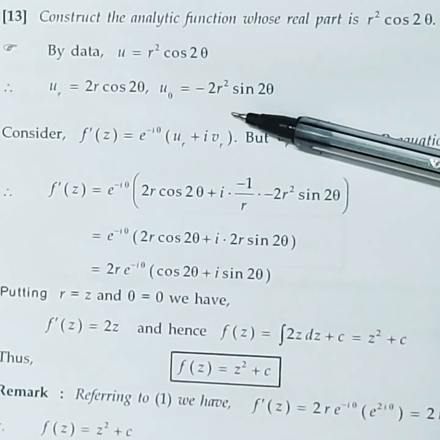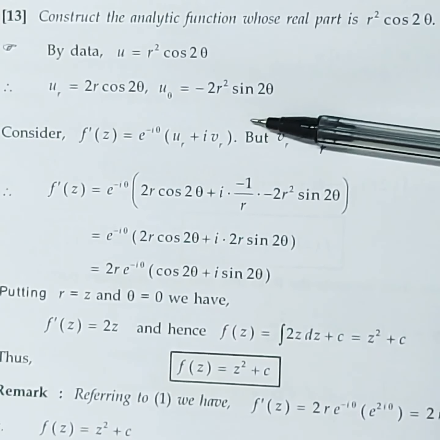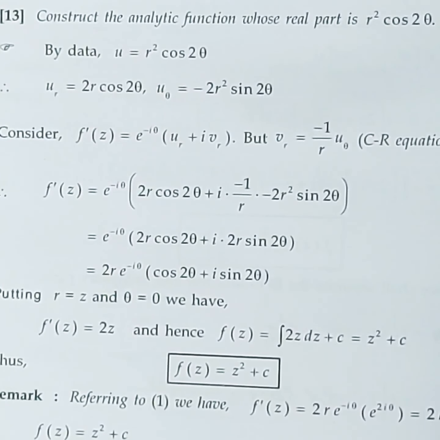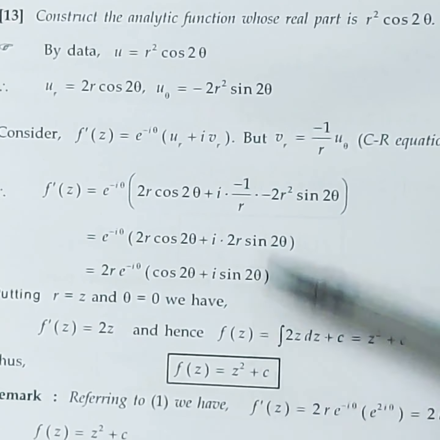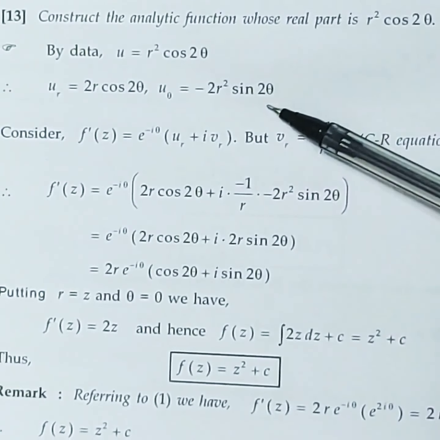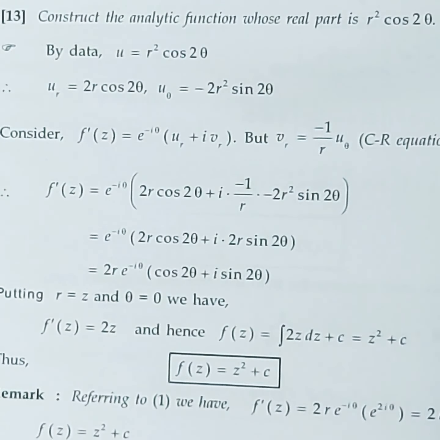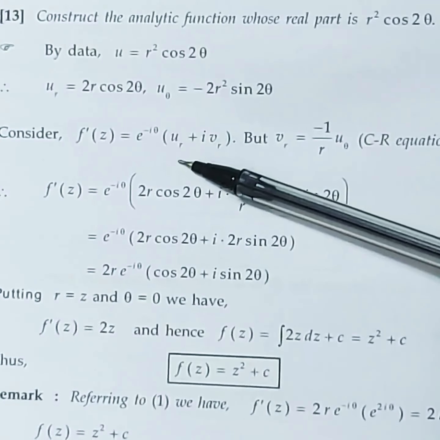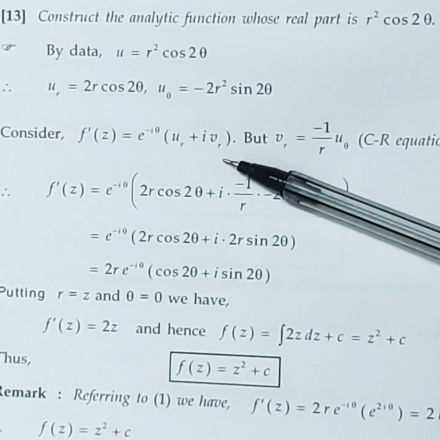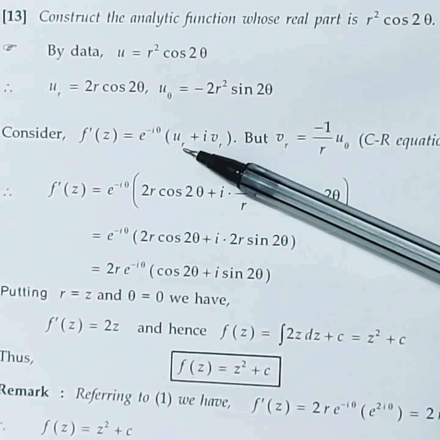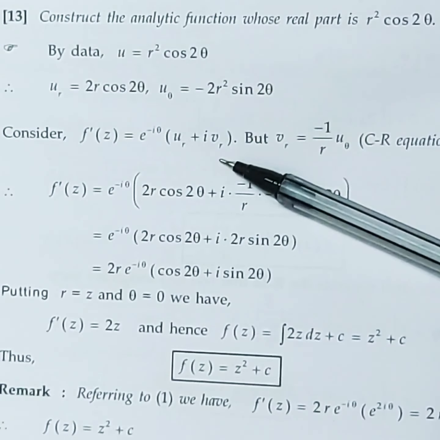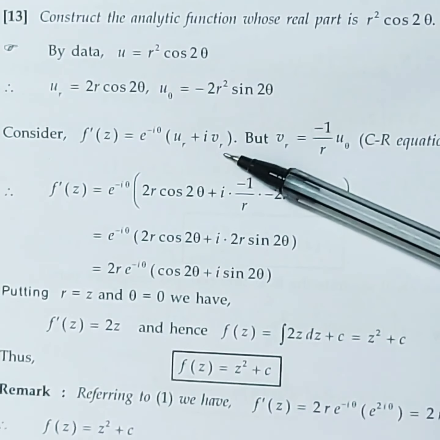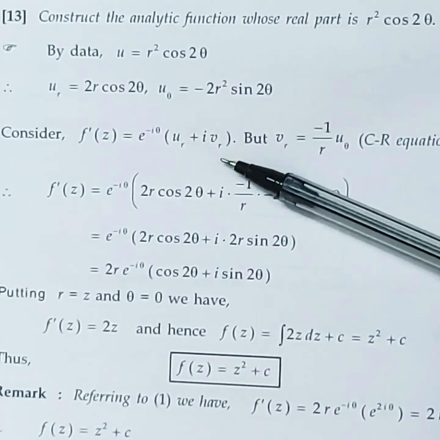Similarly, we are going to differentiate partially with respect to theta. So, which is a constant? r square is just a constant. So, cos 2 theta differentiation is minus 2 sin 2 theta into r square. So, you got u theta. Now, we have f dash of z is equal to e power minus i theta into u r plus i v r. This is our formula. In this, we have u r in our hand. We don't know v r. So, we are going to find the corresponding formula to find this v r.